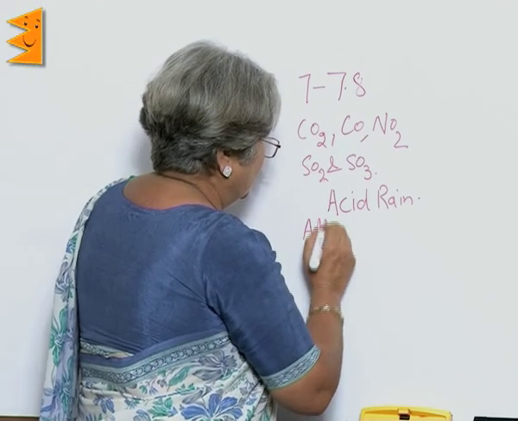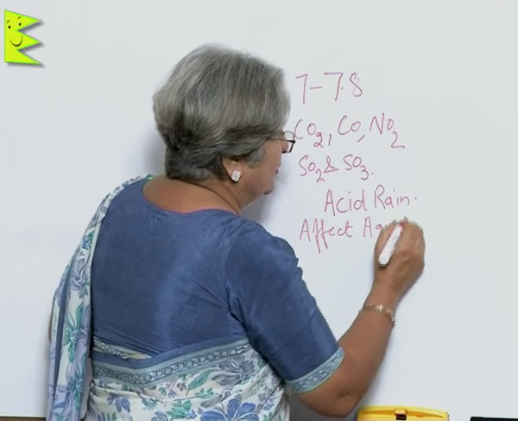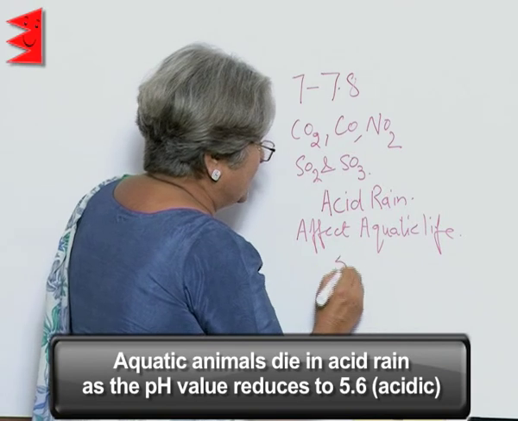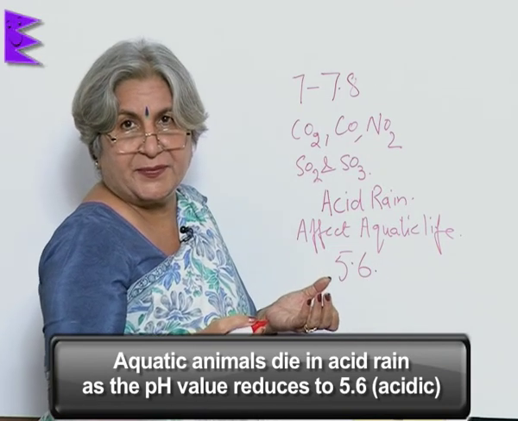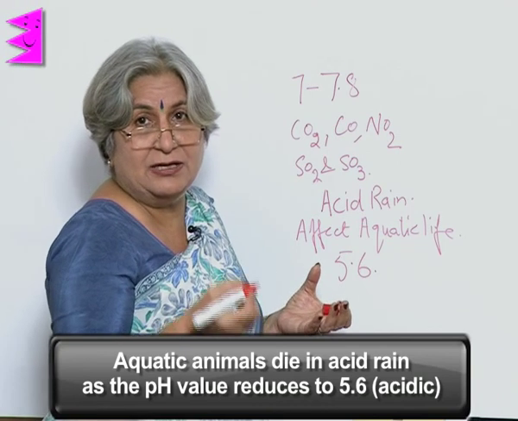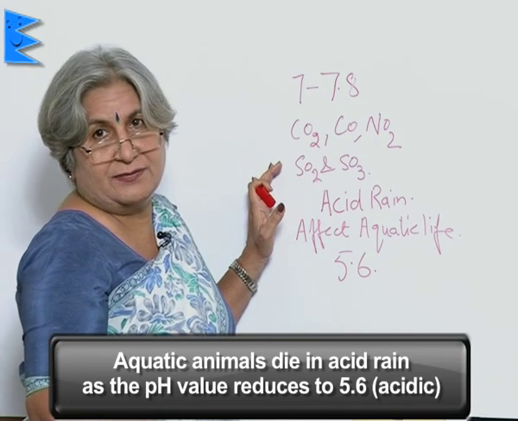Acid rain corrodes buildings, like the Taj Mahal is getting corroded, and even when it falls in water bodies, the aquatic life is killed. It affects aquatic life. Why so? Because the pH becomes 5.6, which is acidic, though not very acidic, but even then that mild or dilute acid is harmful enough for the living organisms.